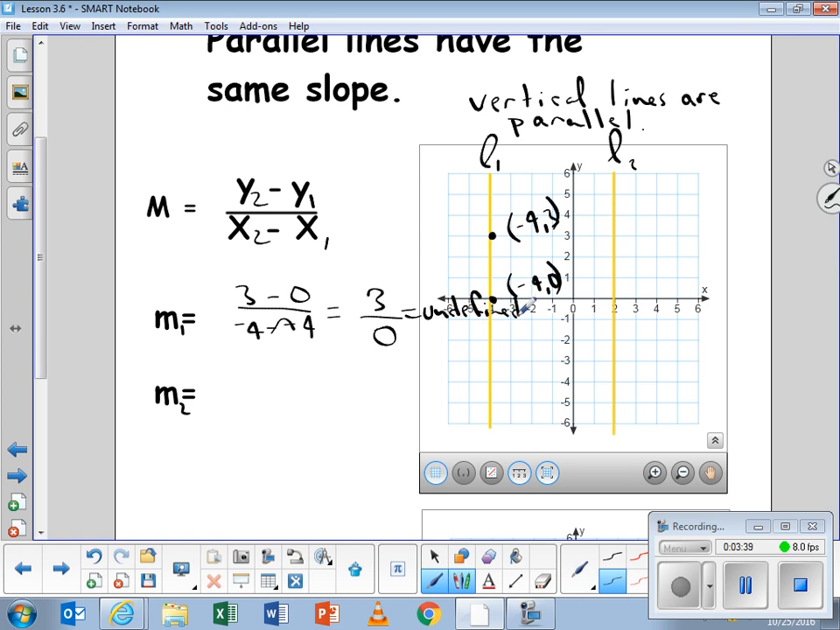And so if we check out a couple points over here, this is 2, 4, this is 2, 0. So if we find the slope of that line, we say 4 minus 0 over 2 minus 2, which again is 4 over 0, meaning it's undefined. Okay? Undefined.